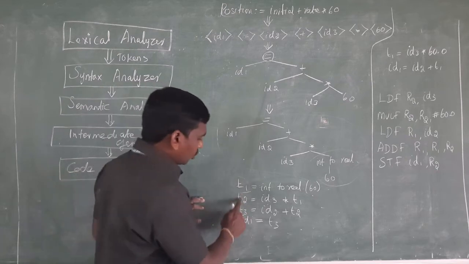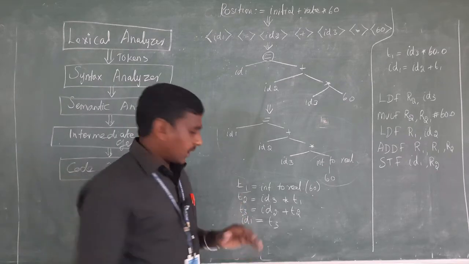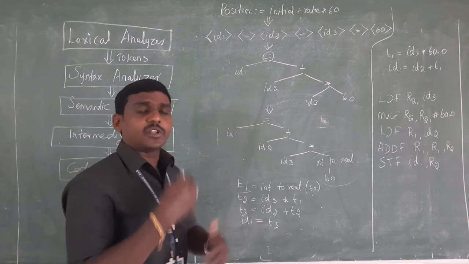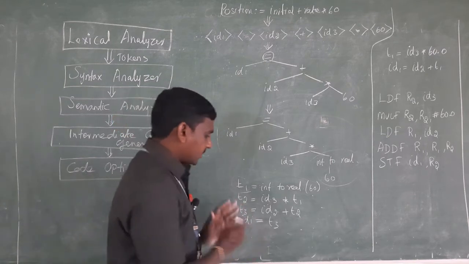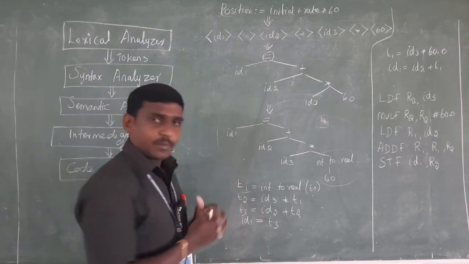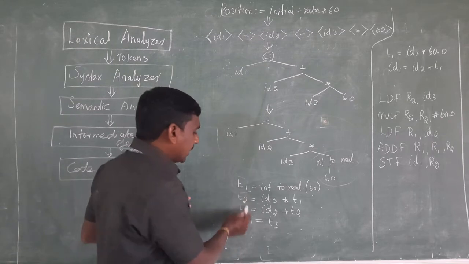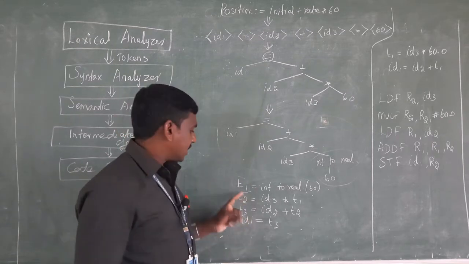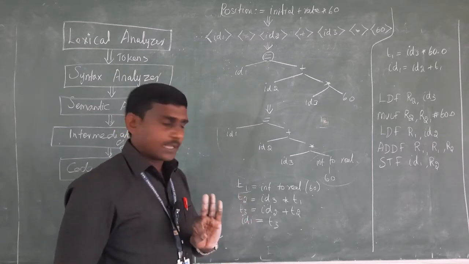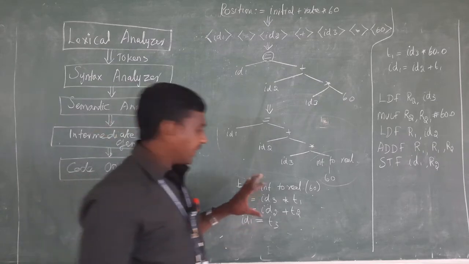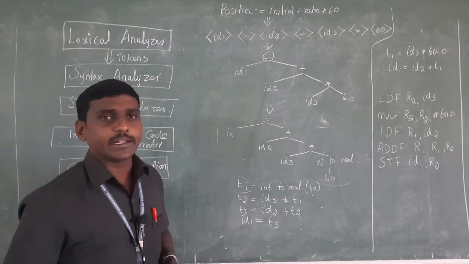Here you see four lines of code. I will get one answer, but after performing code optimization I will get the same answer while reducing the number of lines of code. I am using three temporary memories, T1, T2, T3. After optimization we can reduce the code without affecting the output.